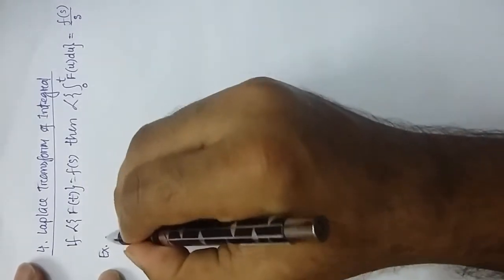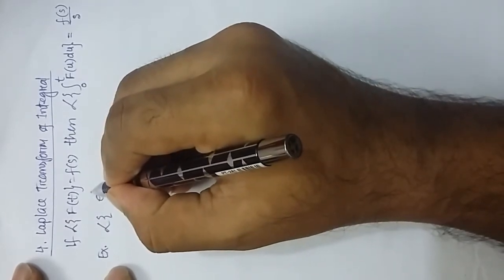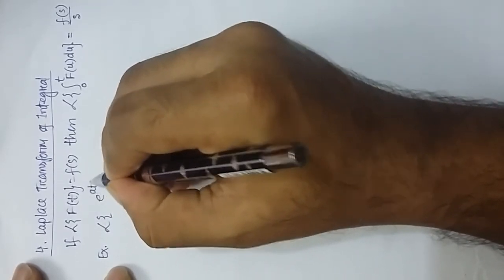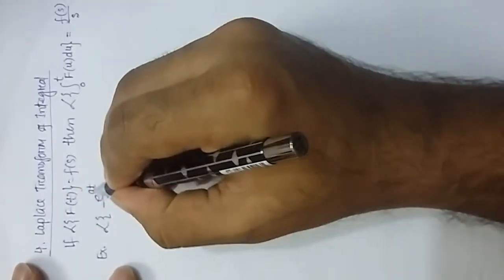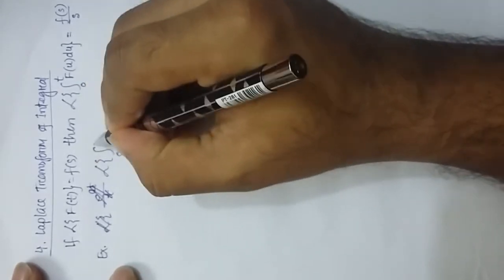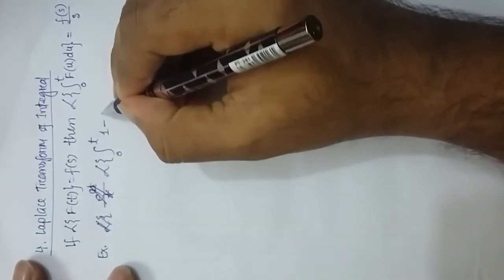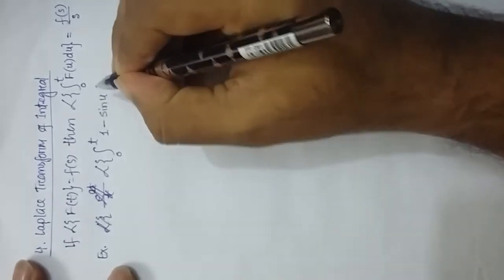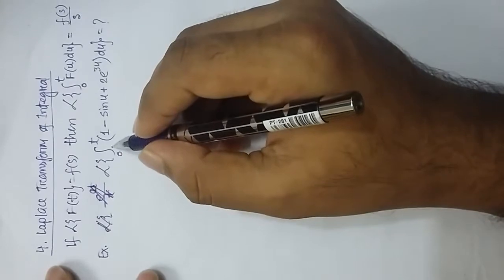like example, Laplace transformation of e to the power, say, at by t. Sorry, it is division by t, not this problem. Right, Laplace transformation of the integral from 0 to t, say, of 1 minus sin u plus 2 e to the power 3u du equals to what? Okay, so this belongs to the Laplace transform of integral property.